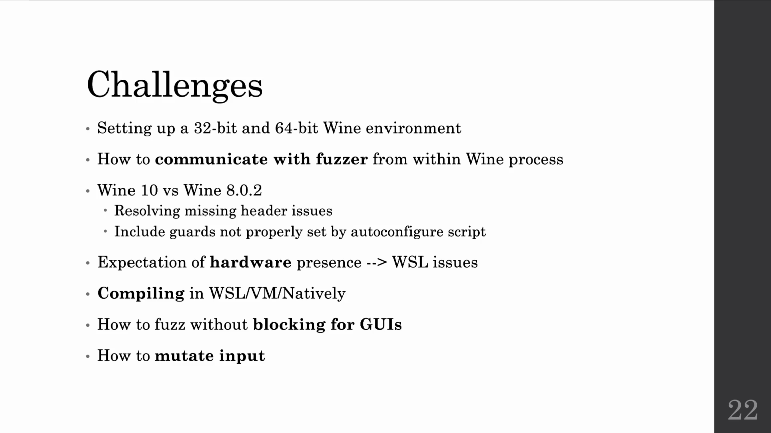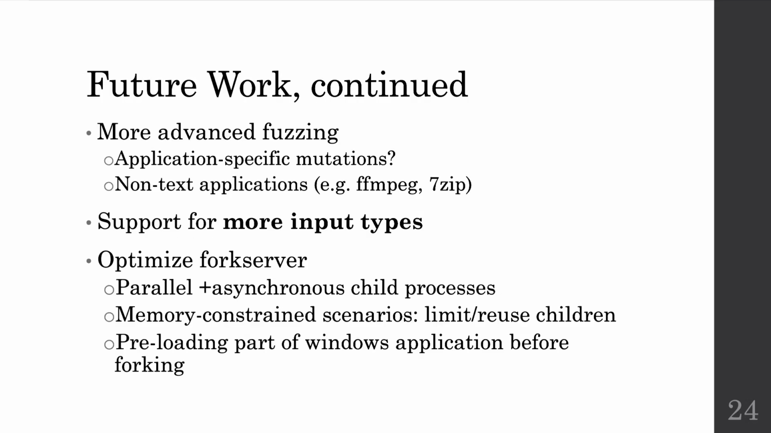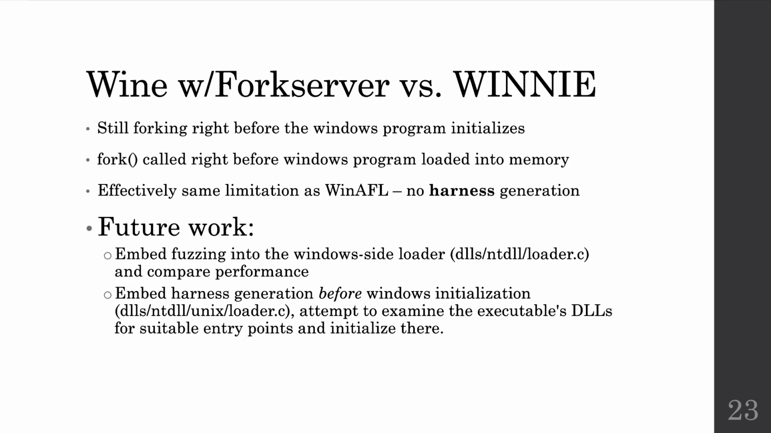We also needed to know how to mutate input. That's kind of an open question for things that aren't text editors, where you could just put in random strings, such as ffmpeg and 7-zip. But first, let's talk about the differences between Wine with the Forkserver and WINEO.